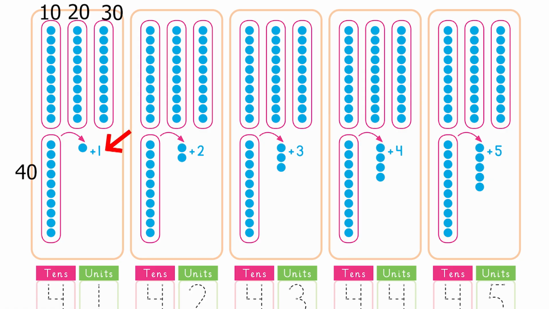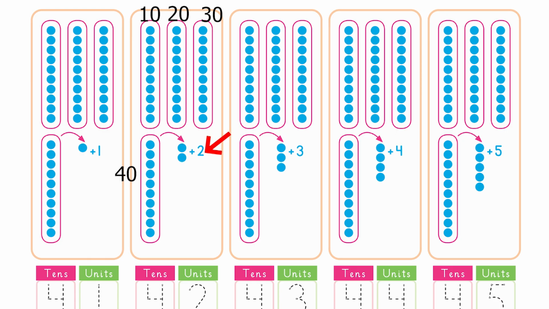40 plus 1 is going to make 41. You are going to trace it and then write it repeatedly. Then what comes after 41? It's 42: 10, 20, 30 and 40, 40 plus 2, 41 and 42. You are going to trace the number 42 and after that you are going to write it so many times.